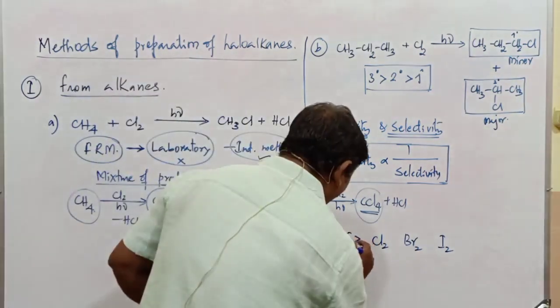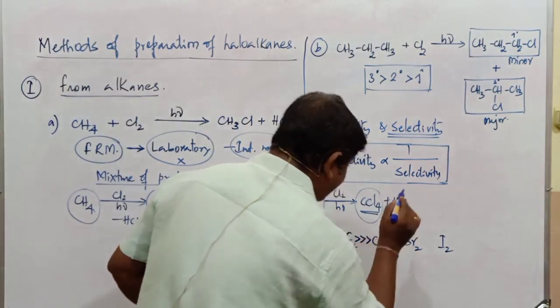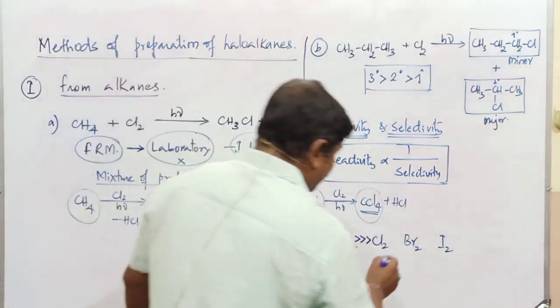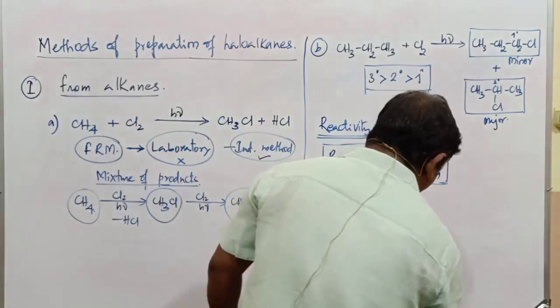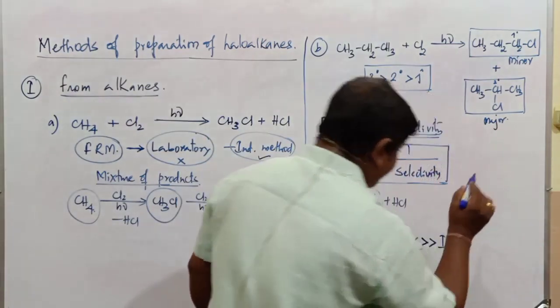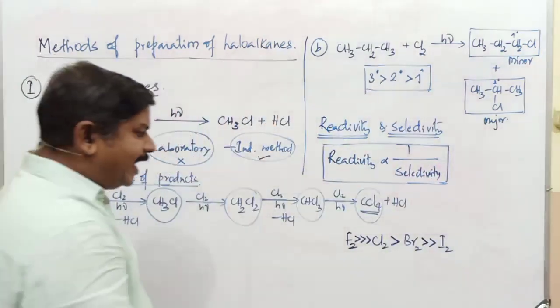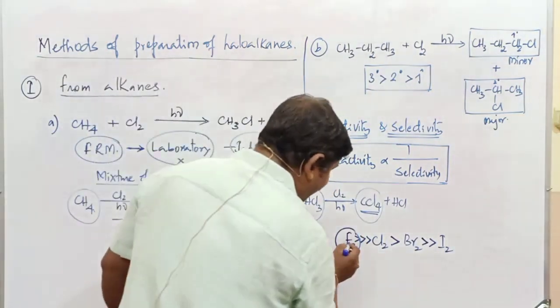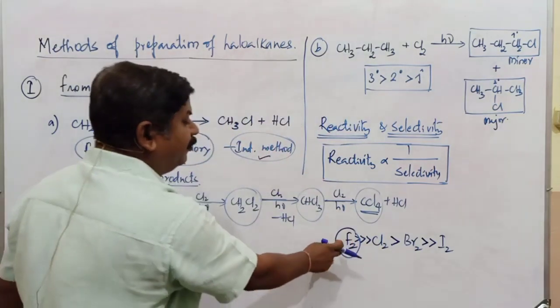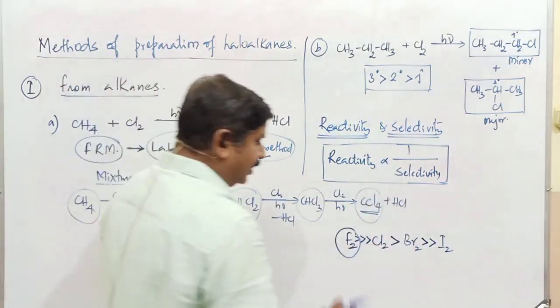The reactivity of fluorine is going to be far greater when compared to the reactivity of chlorine. Chlorine is again more reactive than bromine, and bromine is going to be more reactive compared to the corresponding iodine. When the reactivity of fluorine is going to be maximum, it is going to be less selective in nature.